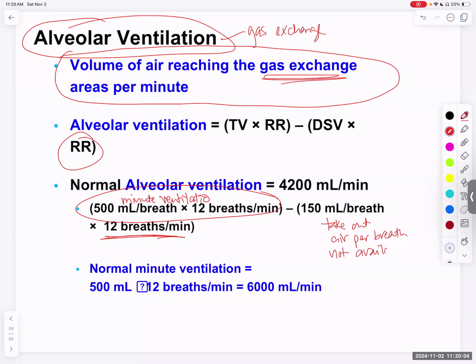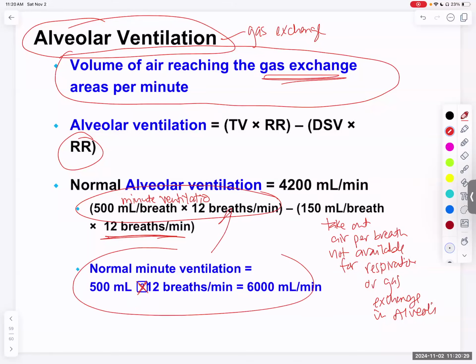Not available for respiration or gas exchange, and mainly the alveoli, but respiratory bronchioles. And so that's normal ventilation. This is normal, and that's alveolar.